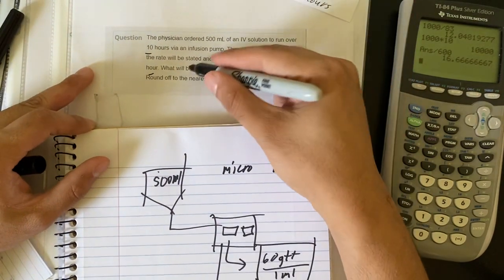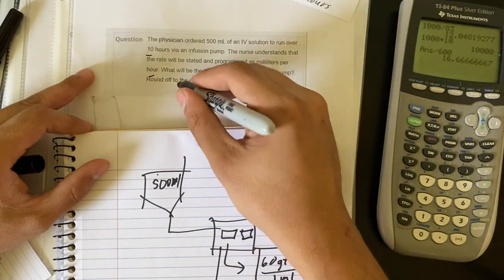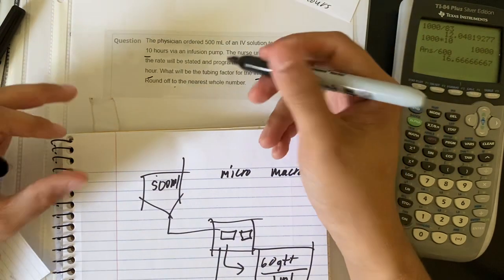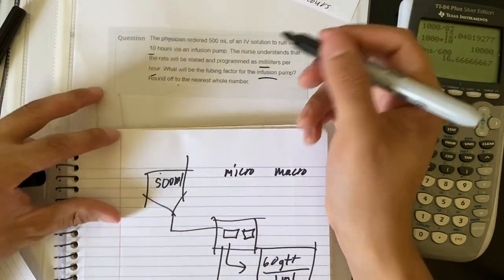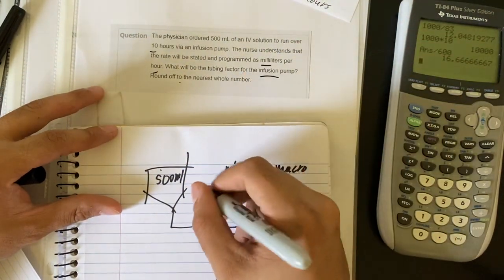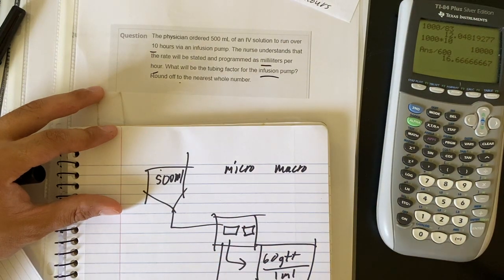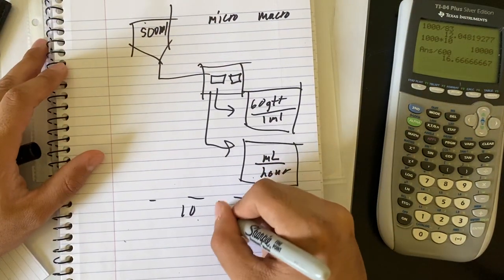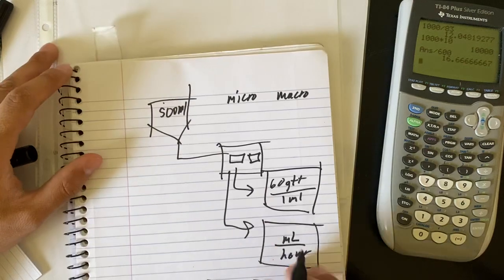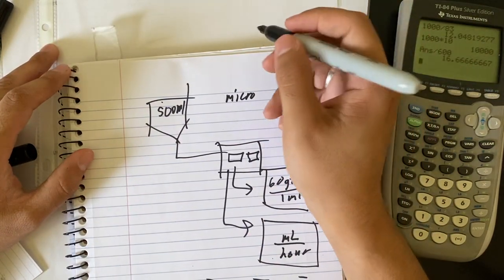So the question asks, what will be the tubing factor for the infusion pump? Round off to the nearest whole number. This is a trick question. They've set this up so it's like you'll sit here with 500 milliliters and you'll say, okay, it pumps over a period of 10 hours. And so I've got my flow rate. And so they're going to ask me, oh, wait, what's my tubing factor?